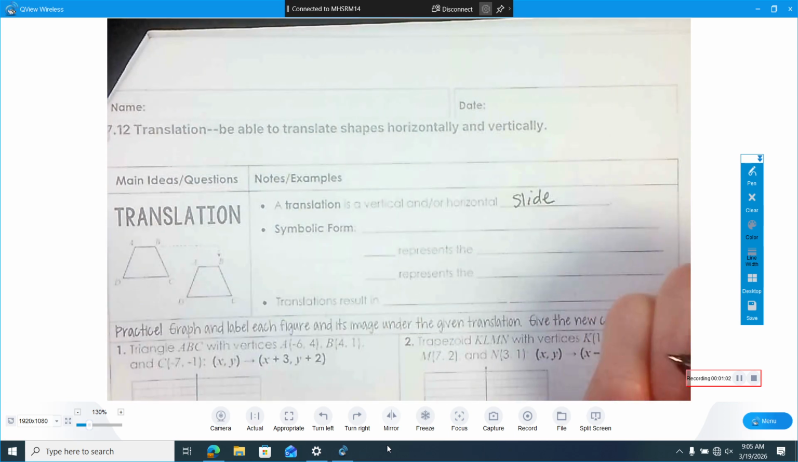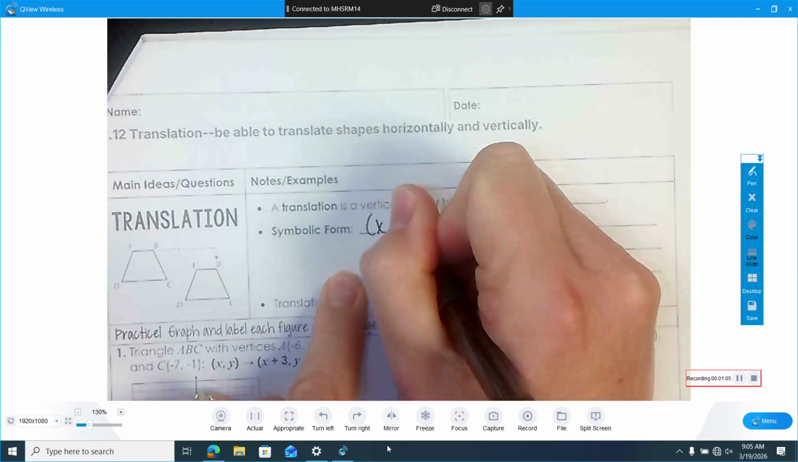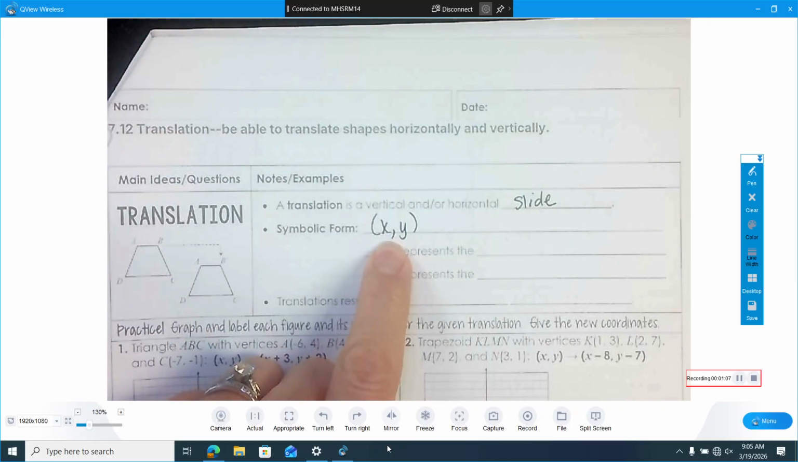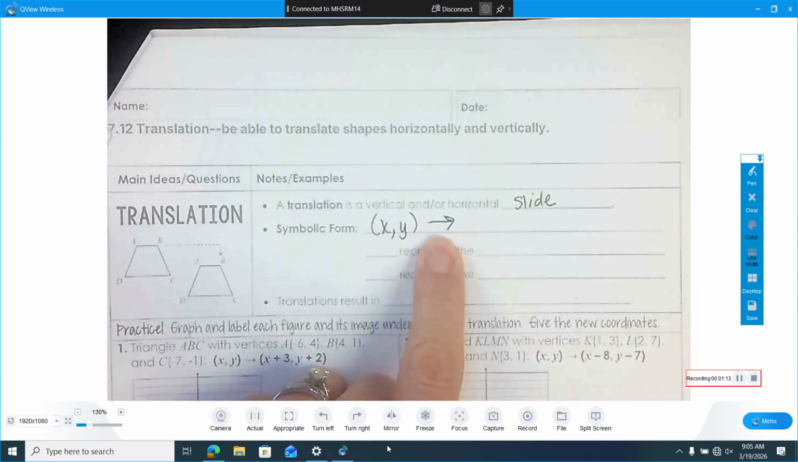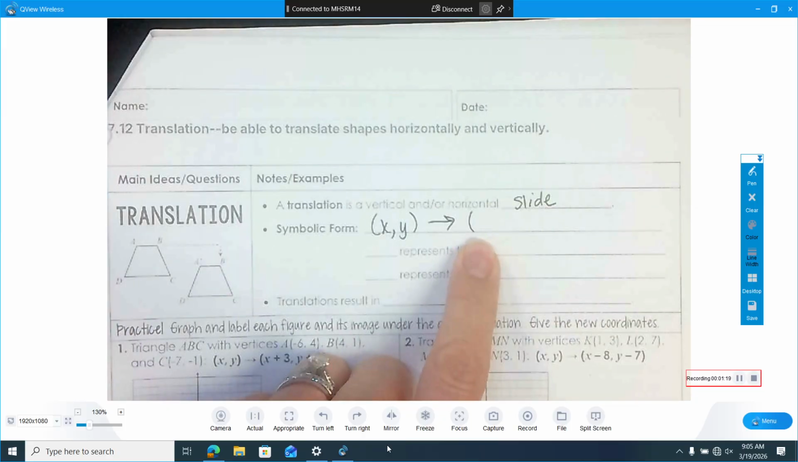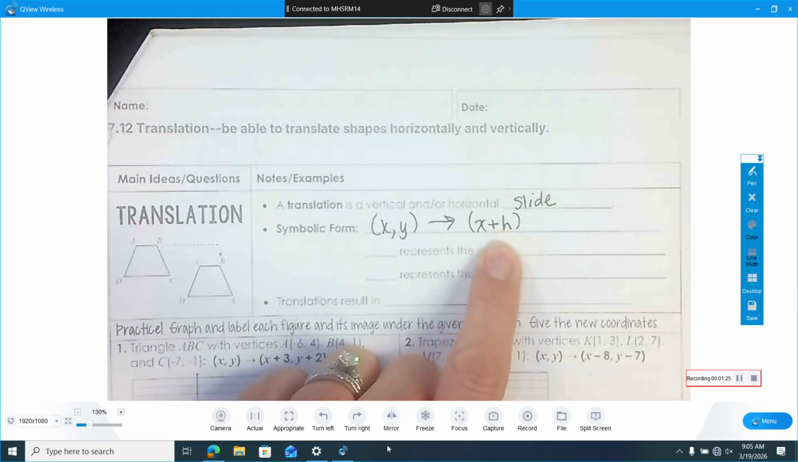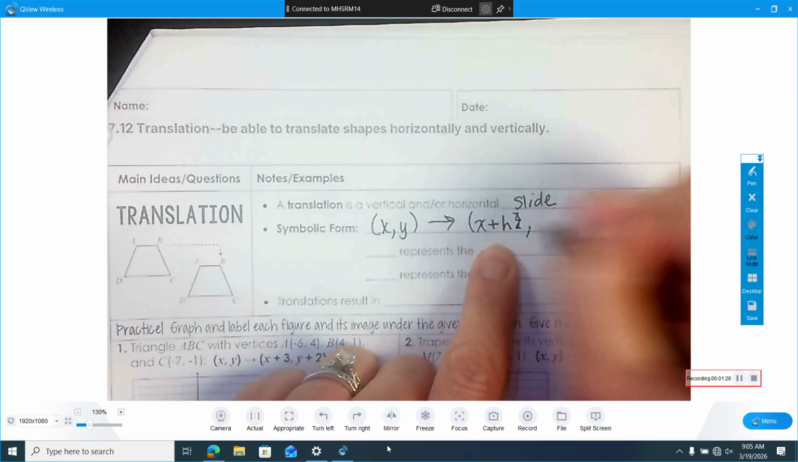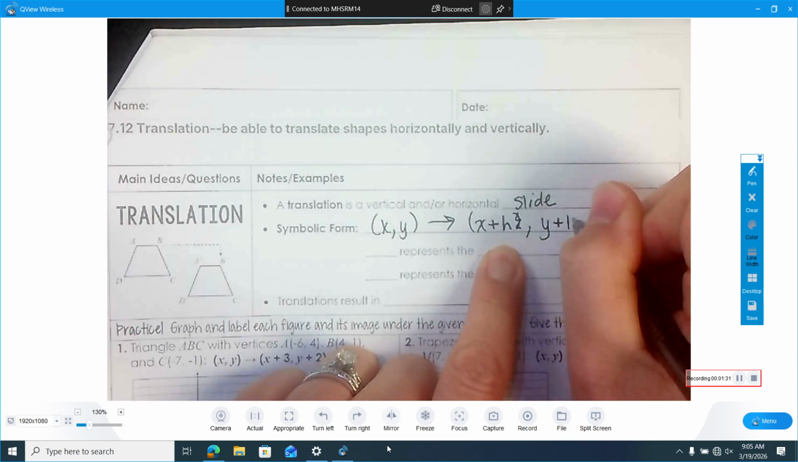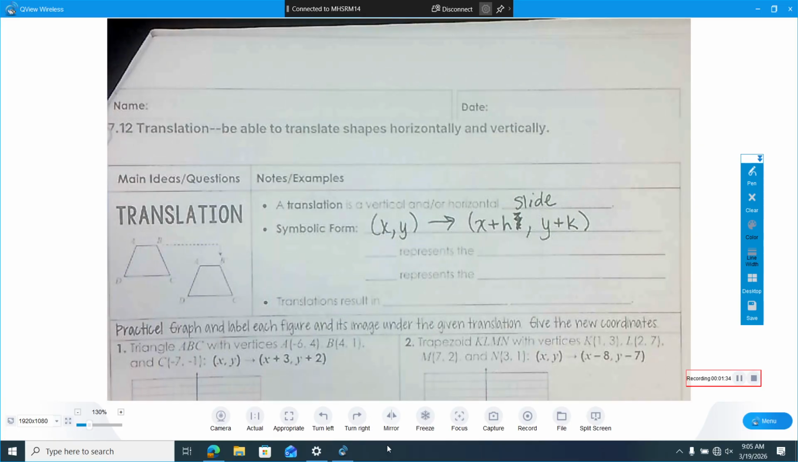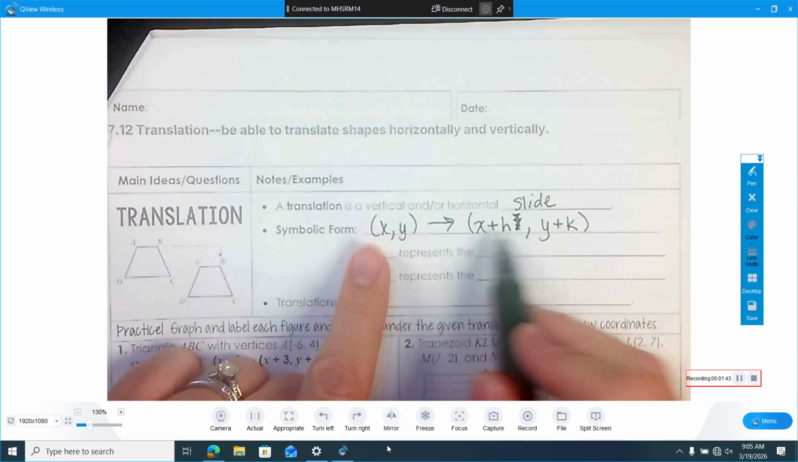And we have this symbolic form where it says, hey, we're going to start with any ordered pair, x comma y, all right? And the translation, so this little arrow means it's going to become, all we have to do is say, hey, we've got this x, and we're going to add some number to it. Take your y and add some k value to it. Sorry, that was a typo there. All right. So x plus h, comma, y plus k. All we're doing is adding a value to the x and the y.